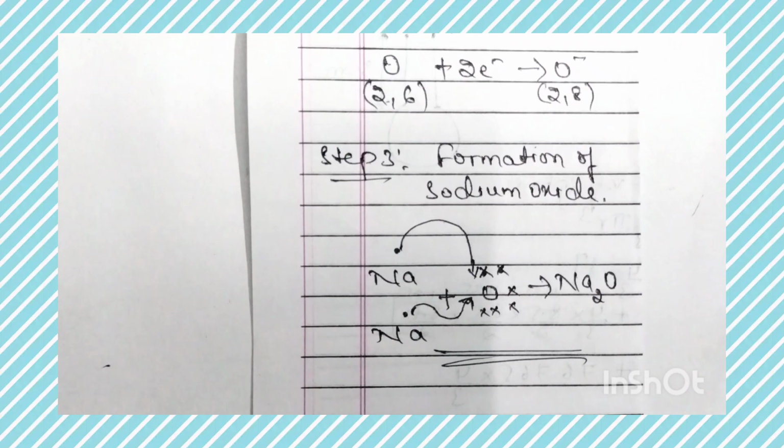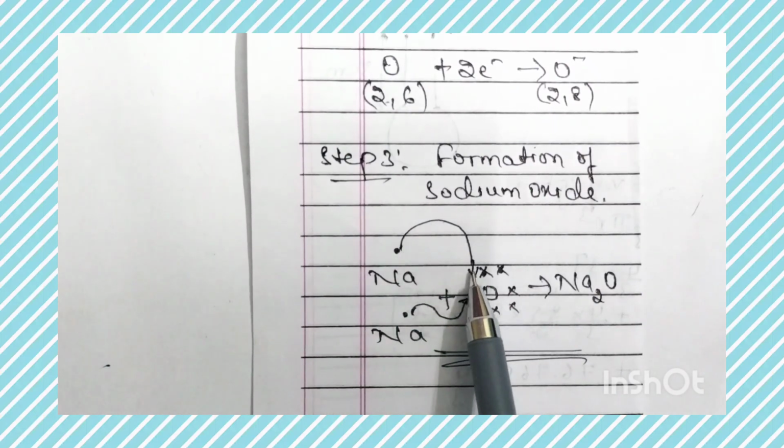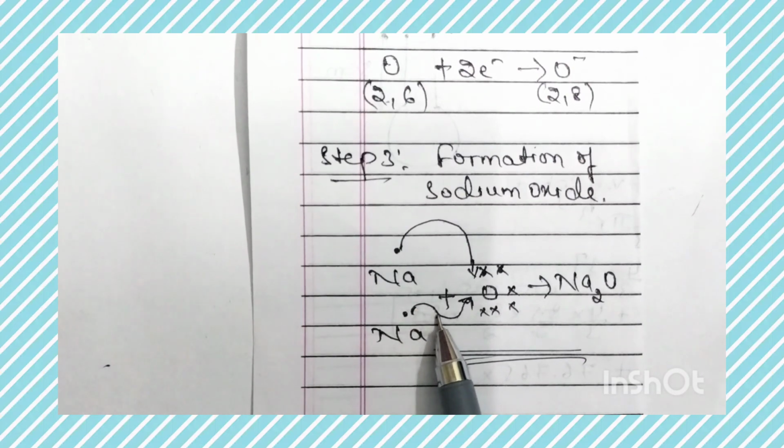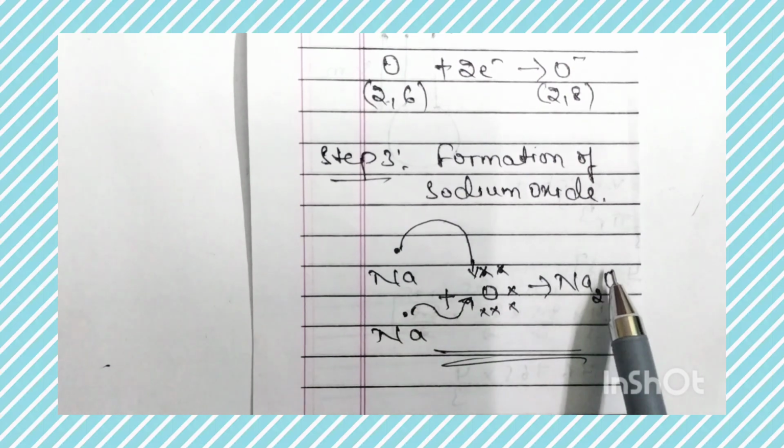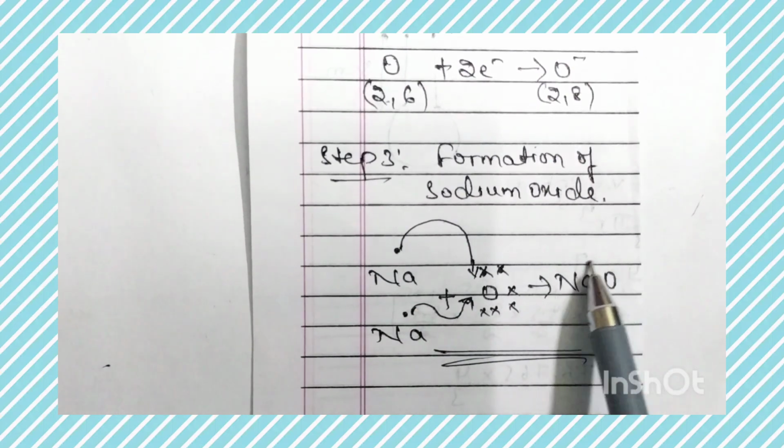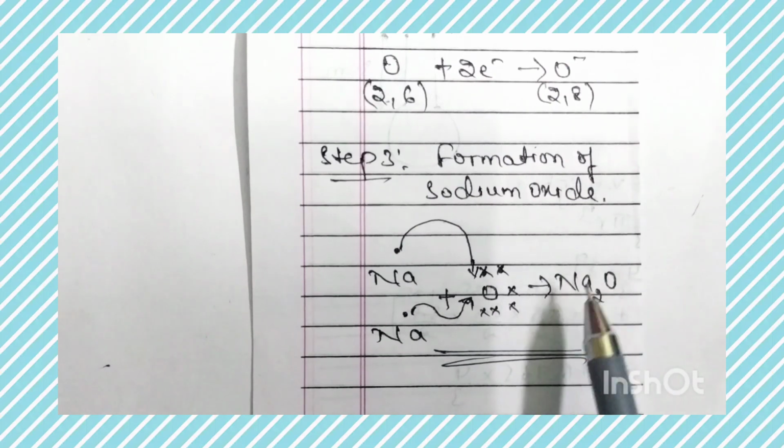So like this sodium oxide, the transfer of electrons from metal to non-metal will form an ionic compound, and the name of this ionic compound is sodium oxide. So like this we have to answer for this question. Now let us move to the 33rd question.